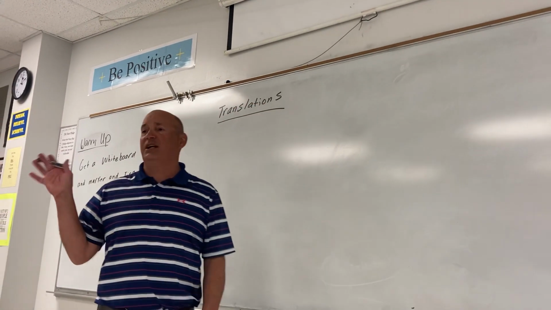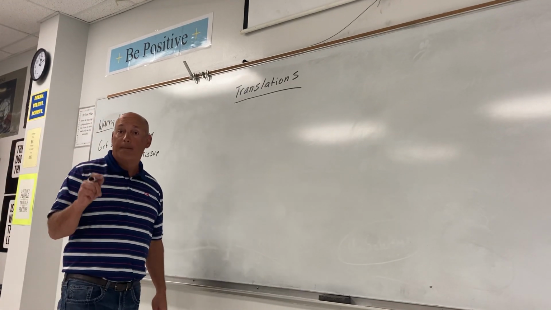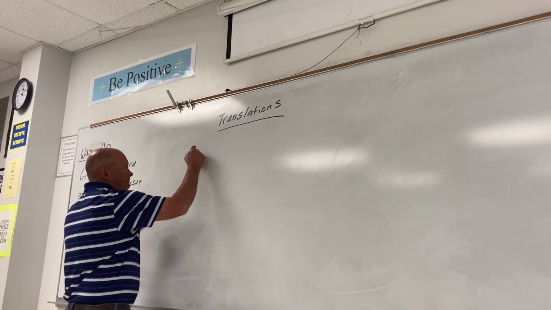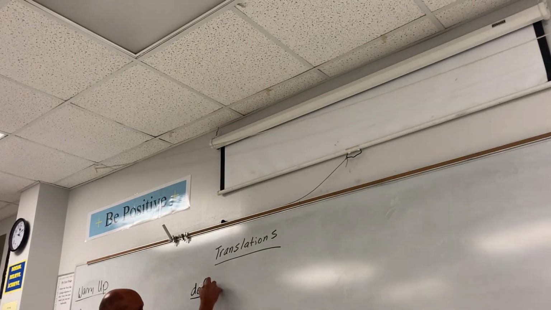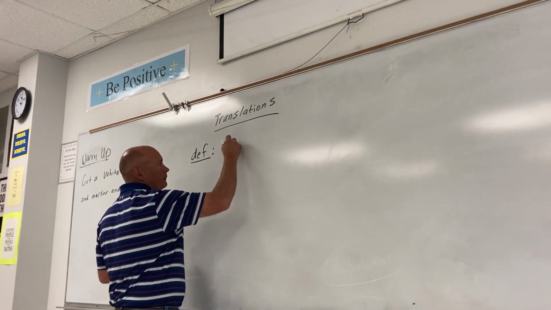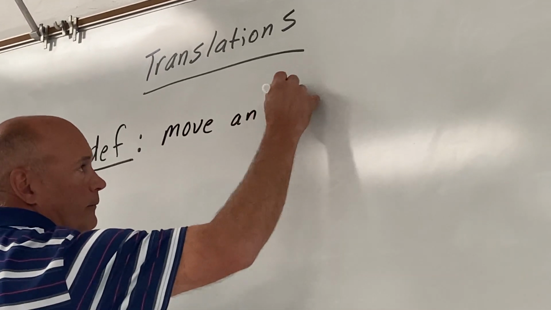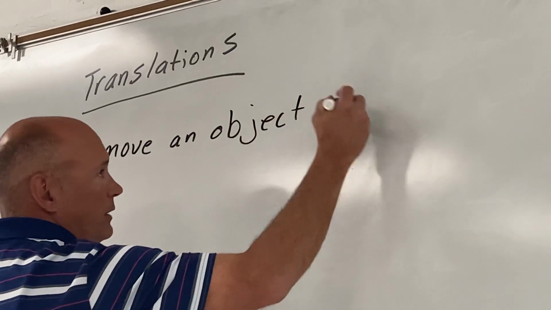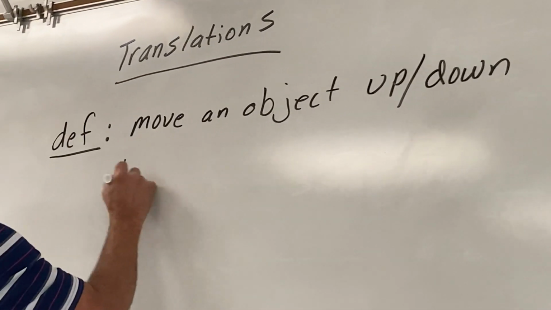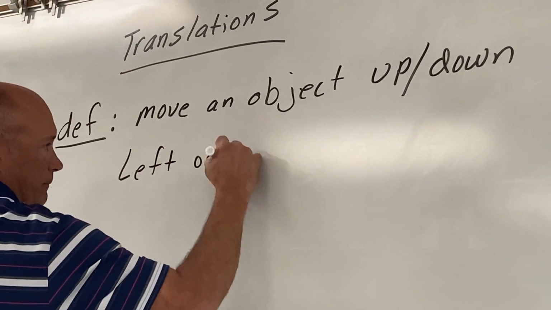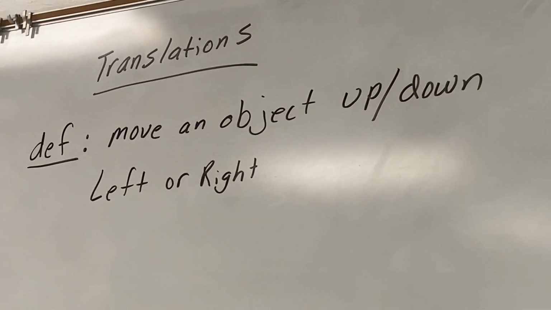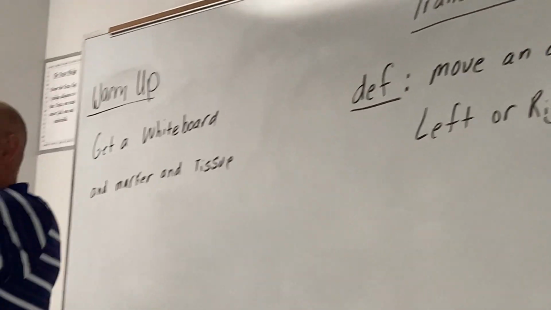All right, let's start off with what a translation is. So here's the definition. A translation, we are going to move an object either up, down, left, or right. So we're going to pick an object up and move it. We're either going to move it right, left, up, or down.